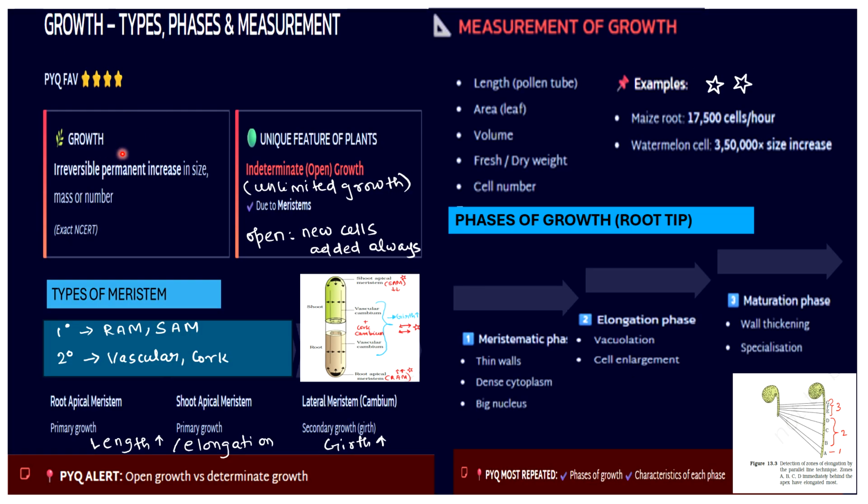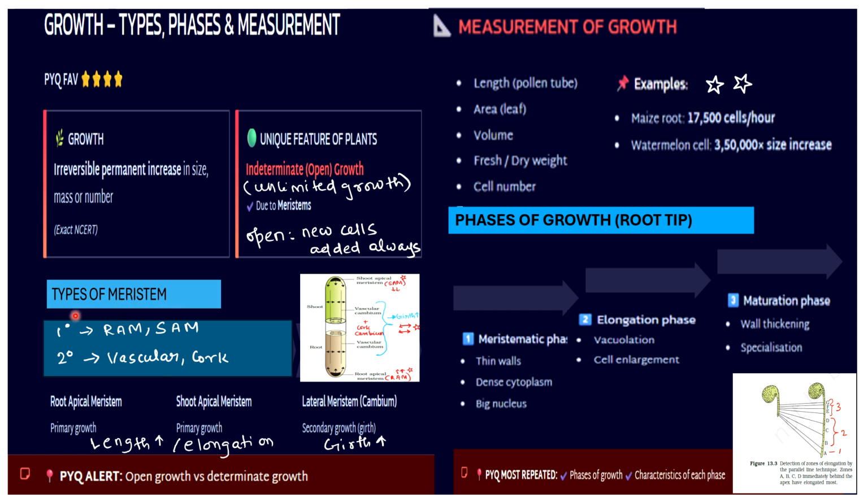So what is growth? Growth is the irreversible or permanent increase in size, mass, or number. The terms irreversible and permanent increase are very important. Now growth is called indeterminate in the case of plants because it is unlimited in nature. It can grow continuously. Why? Because it has special cells called meristematic cells, capable of continuous division. It is also called open because new cells are always added.